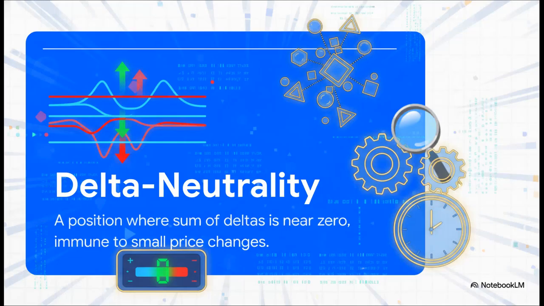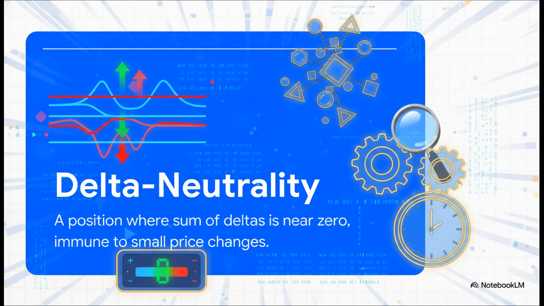And that brings us to the absolute core of our engine, delta neutrality. In the simplest terms, it's a position where the sum of your deltas, meaning your mathematical sensitivity to the underlying stock price, is incredibly close to 0. Picture balancing a heavy seesaw perfectly, so that if the wind blows a little left or right, the board barely even tilts. That is exactly what this strategy does.